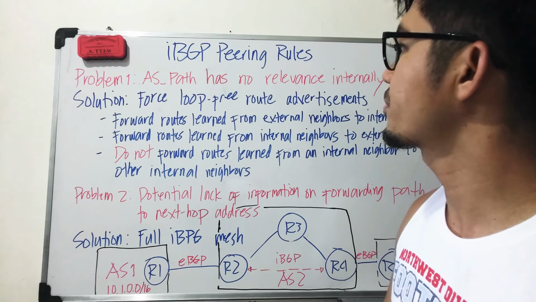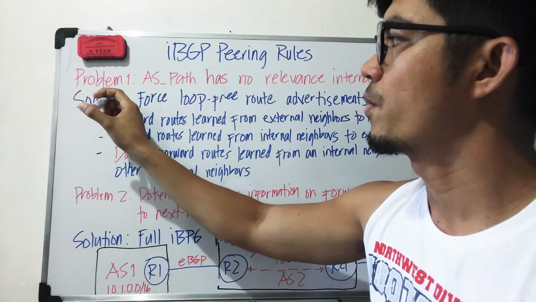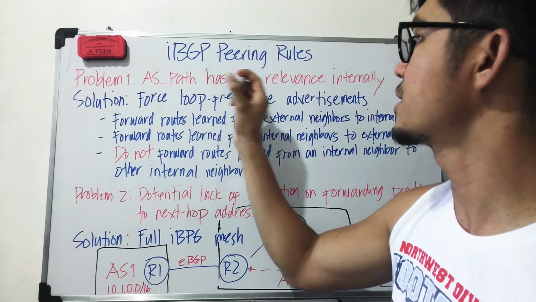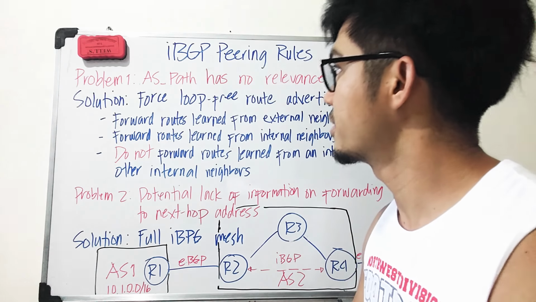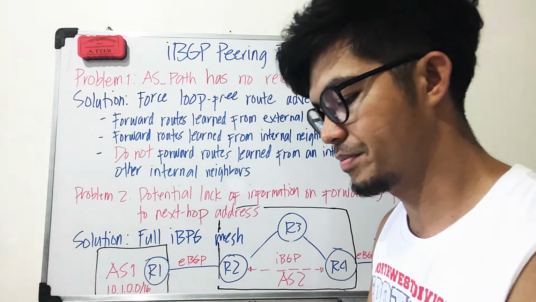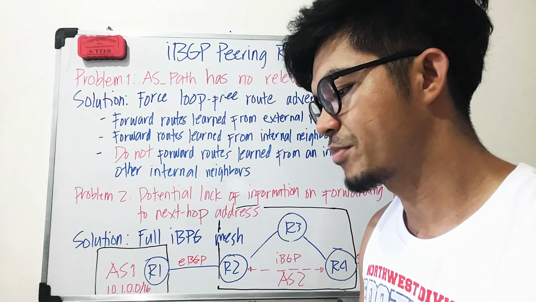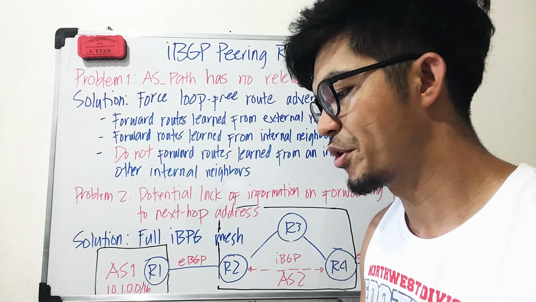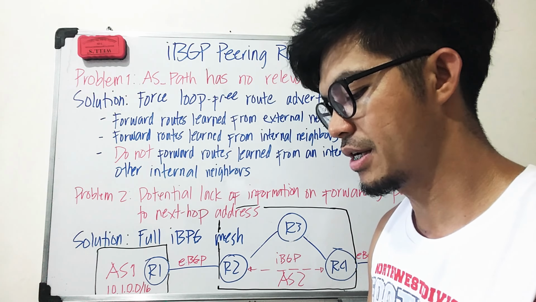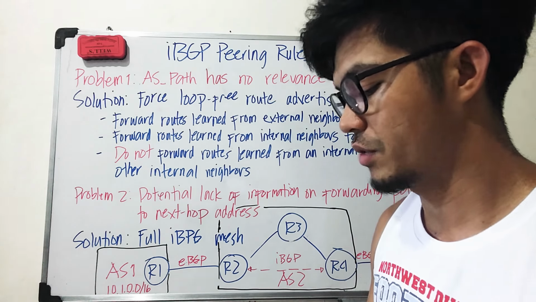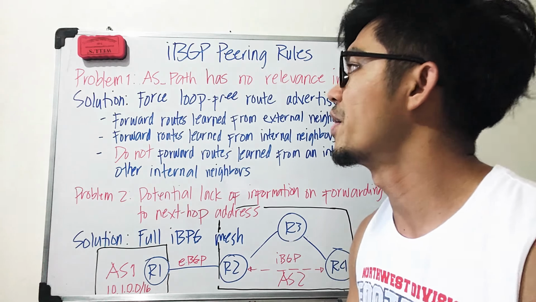So as you can see here, we have this problem. AS path has no relevance internally. This is actually what I learned today from the course, Border Gateway Protocol lessons with Jeff Doyle. So I just want to talk about this because I think that this is very important.